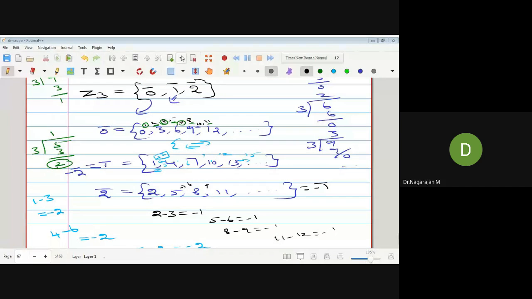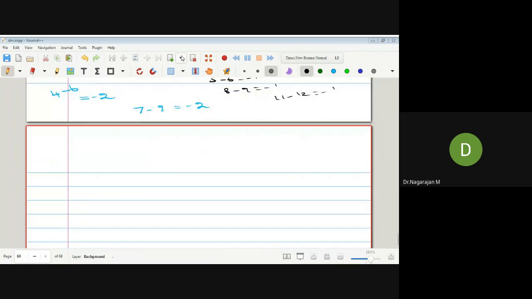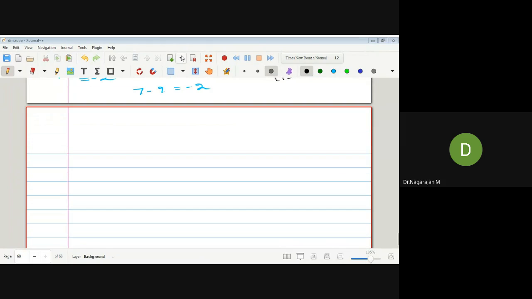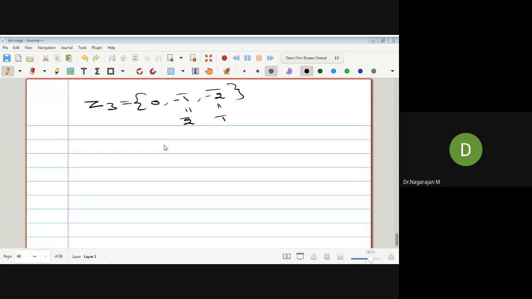How to define the negative modulo classes and positive classes. Therefore Z3 is another way. In Z3, the 0 class, minus 1 class, minus 2 class have different elements, but this is equal to the positive 2 class and this is the positive 1 class. Therefore both values are equal only. So the idea is clear, which is very important.